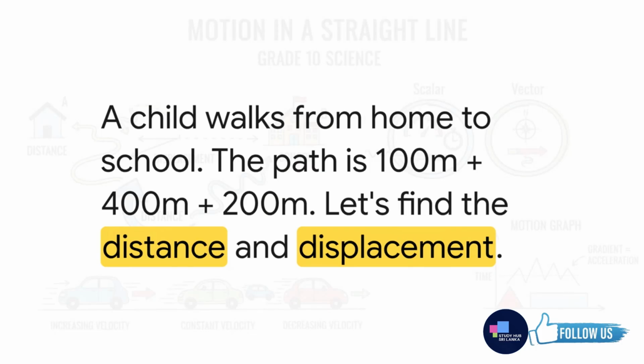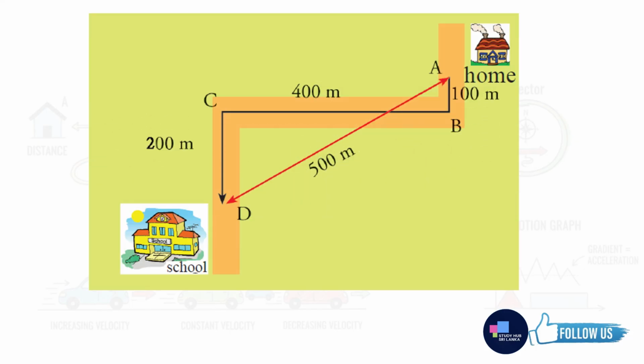Okay, theory is great, but let's make this super clear with an example, one you'll see in your textbook. So a child walks from home, goes 100 meters, takes a turn, walks another 400 meters, and then turns again for the last 200 meters to school. First things first, let's figure out the total distance they walked.